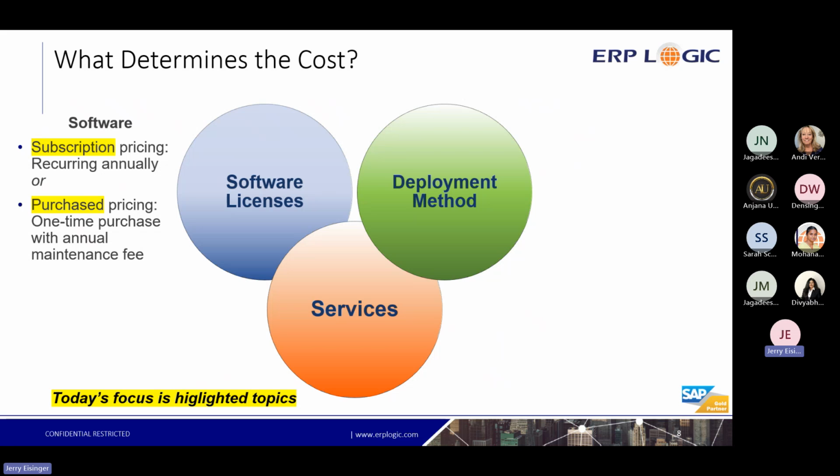So to start with the subscription or the software, you really have two options. SAP Business One can be sold in a subscription model where you basically pay a per user per month fee, and that's going to be a recurring fee that you pay annually every year. So it's a recurring fee. You're really not buying the software; you're just basically renting it.